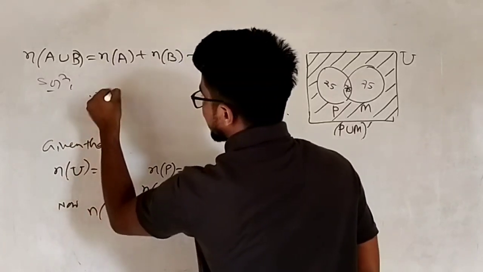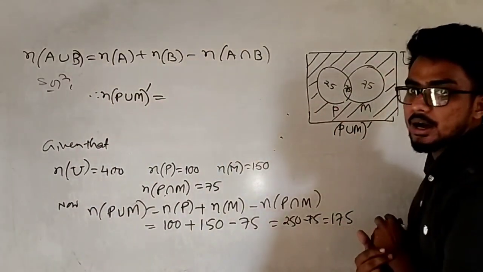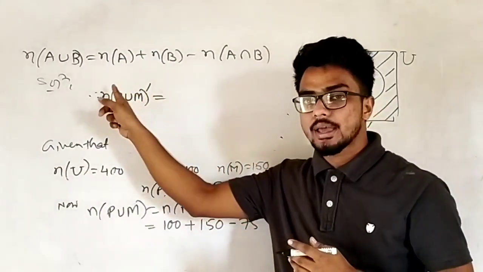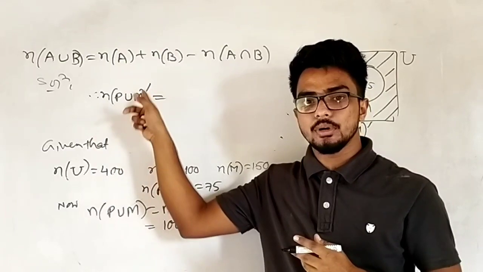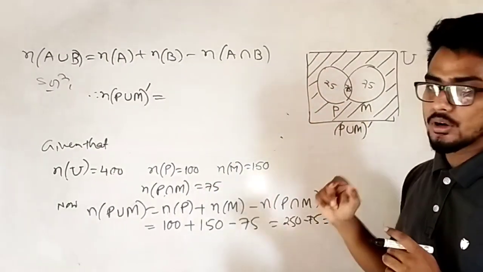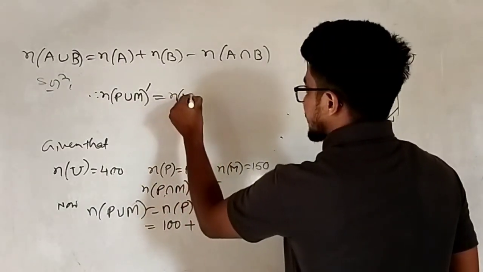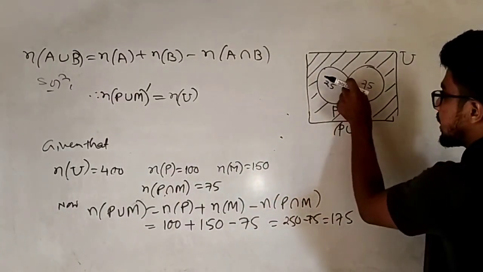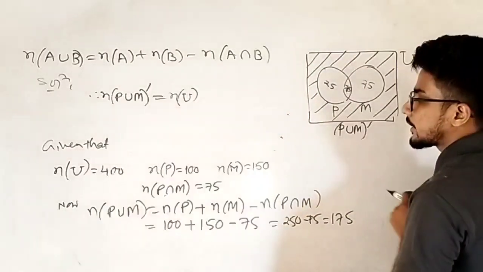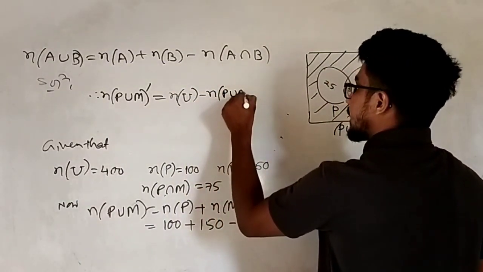Okay. Now we have to find the complement part. Therefore, n of (P union M) whole dash. How can we find it? How can we find n of (P union M) whole dash? We can find it by subtracting n of P union M from the whole set U. That is number of U minus number of P union M. Am I right?